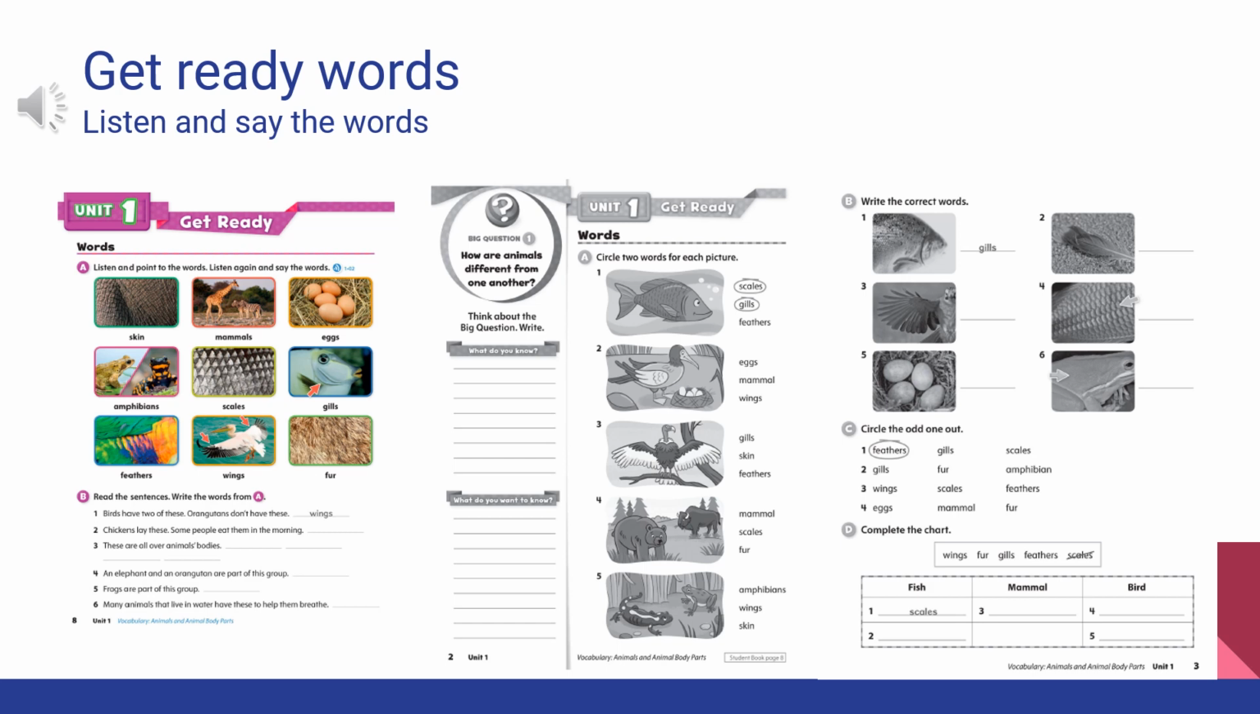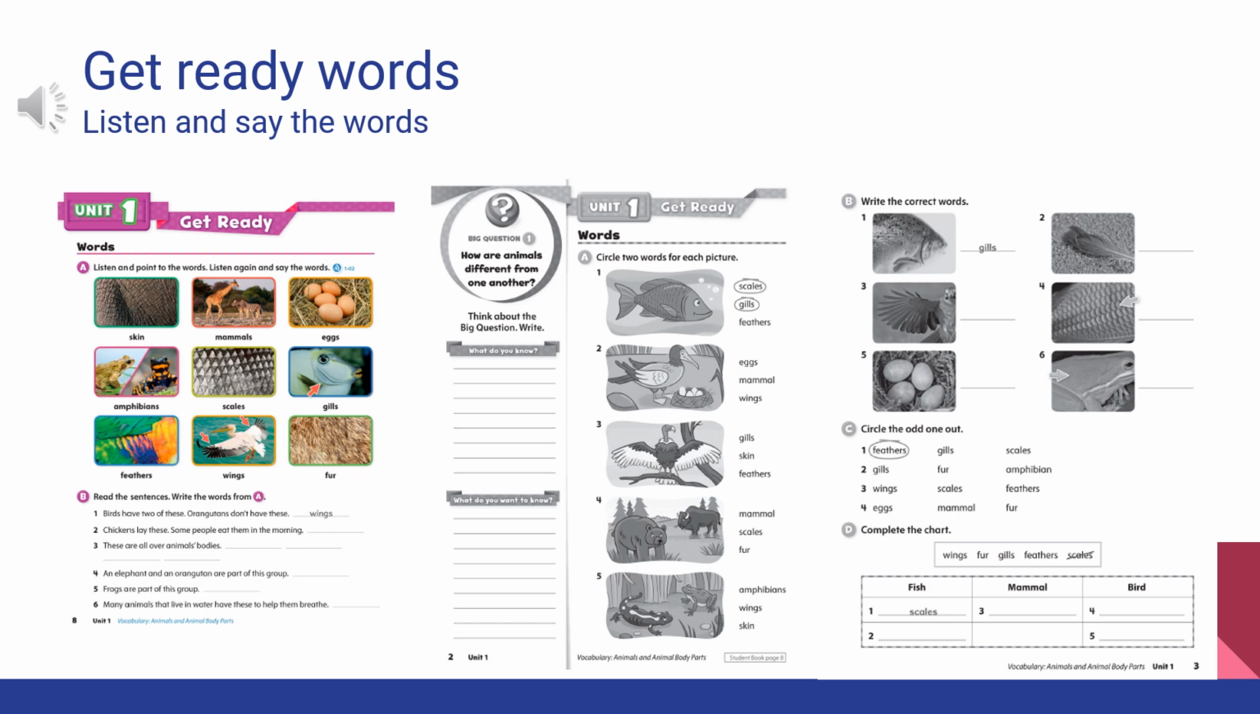On page number 2 of your workbook, if you look at the top left corner, think about the big question and write what do you know and what do you want to know. It is compulsory to fill up this part because it's very important and it will enhance your writing skill as well. When you start writing in this part, you will start brainstorming what you know and what you want to know about this topic. In what do you know, you just have to write 2 to 3 lines, which is more than enough.